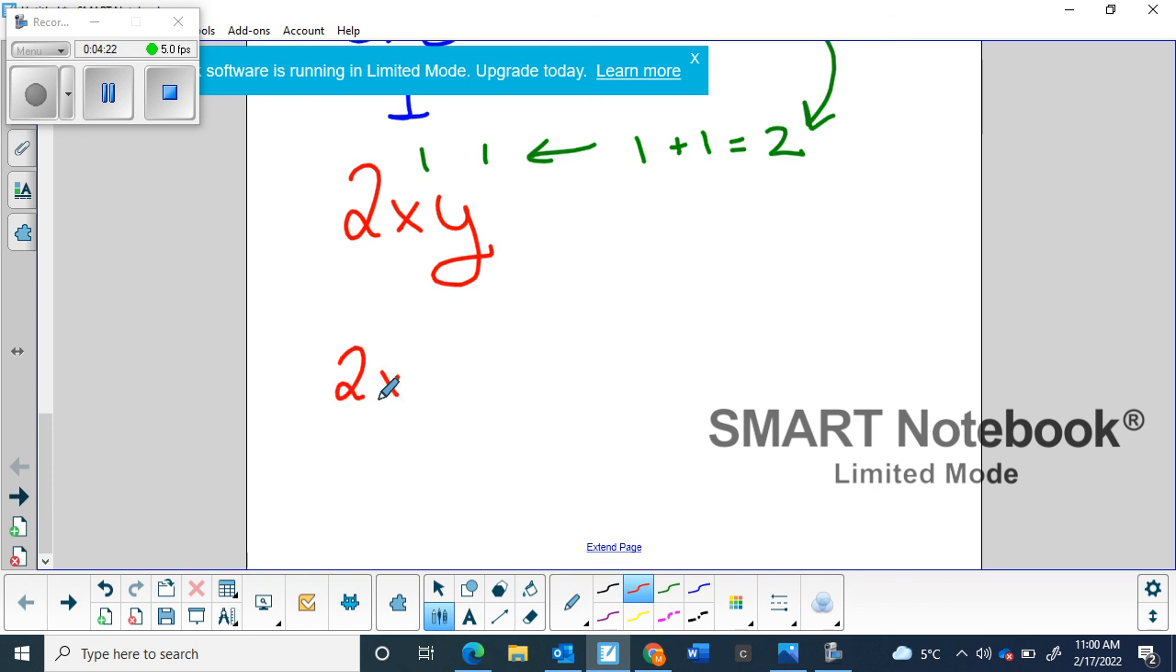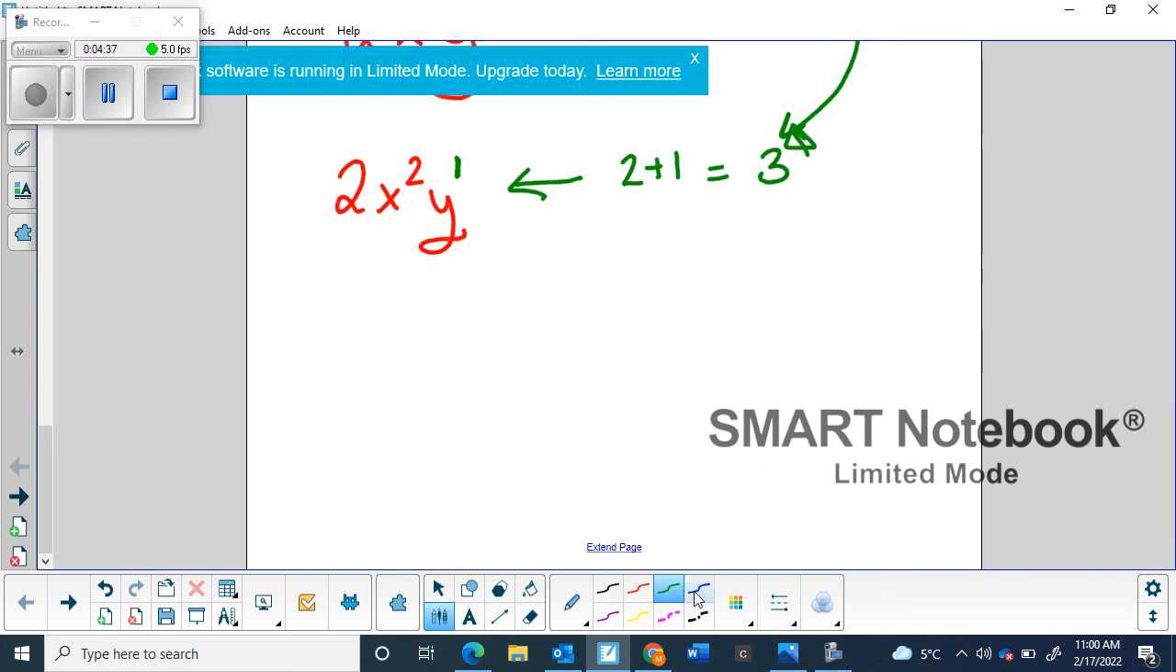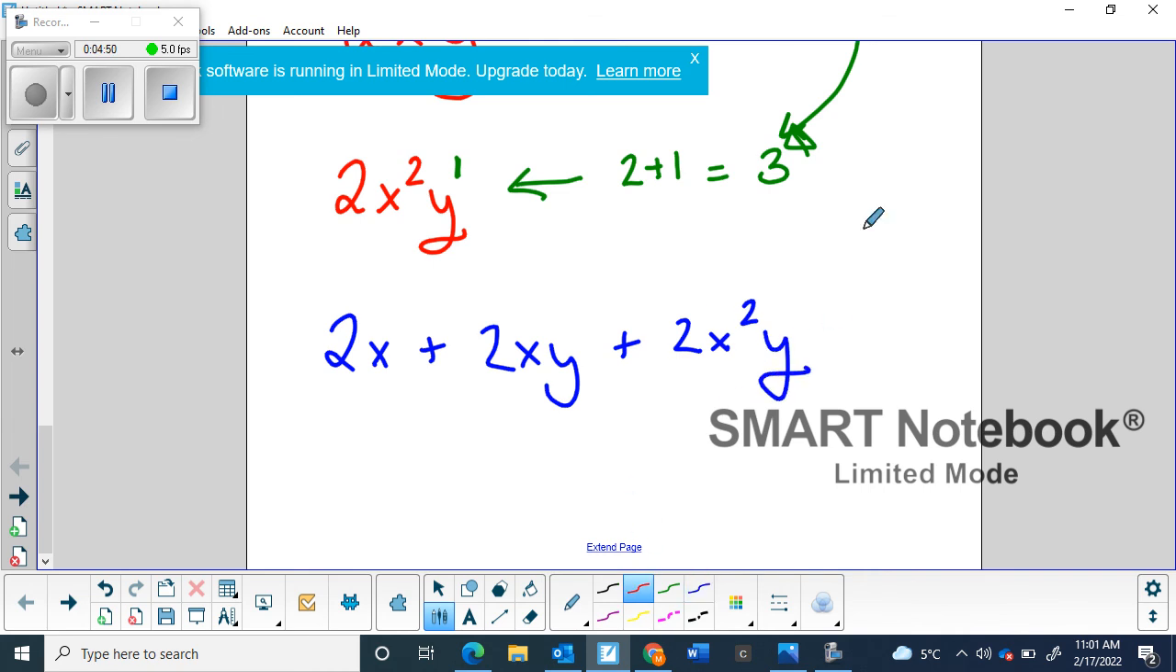Now, let's say I have 2x squared y. We do the exact same thing, except this y, we can't forget, has an exponent of 1. We're going to go 2 plus 1, and that's going to be 3, and that's going to be the degree of this term. Now, when we combine all these terms together to make a polynomial, so let's say 2x plus 2xy plus 2x squared y, to find the degree of the polynomial, we want to pick the one with the highest degree of the term.